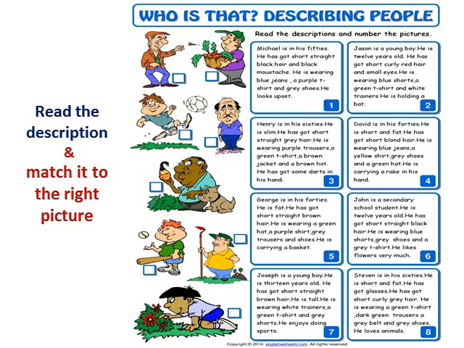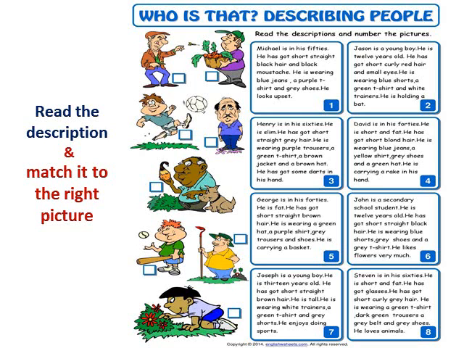So, Michael is in his 50s, so he's an old man. His hair is black and short. He also has a mustache. He's wearing blue jeans, purple t-shirt, and gray shoes. So, which one is Michael? Yes, the old man in the second row, who's wearing blue.